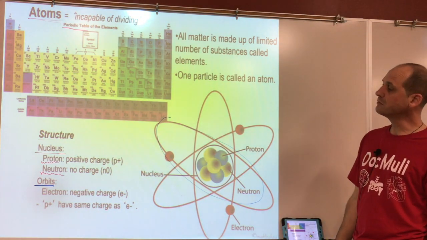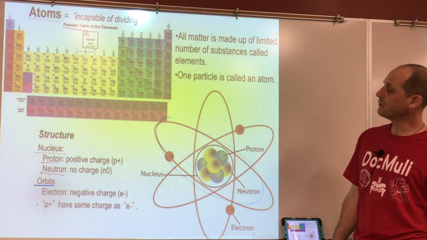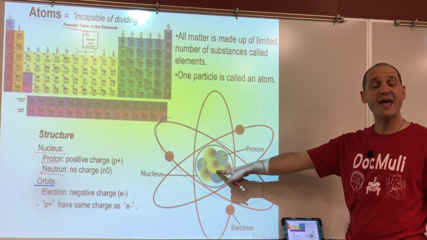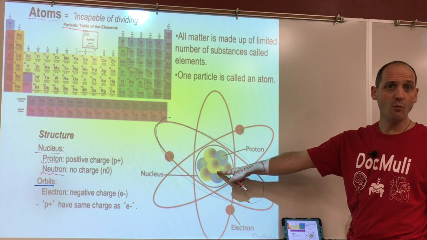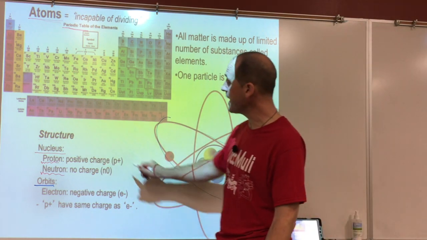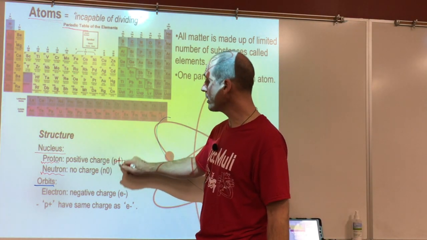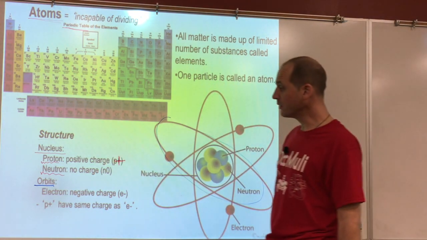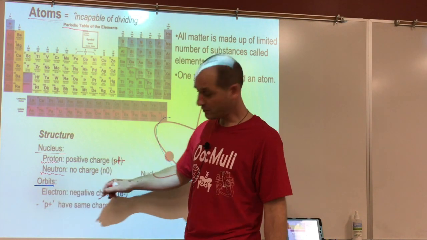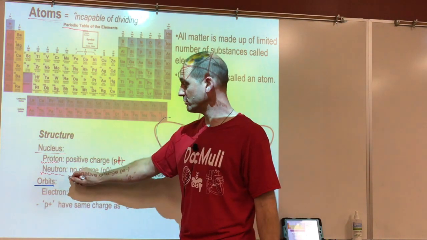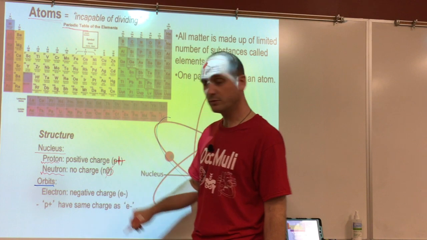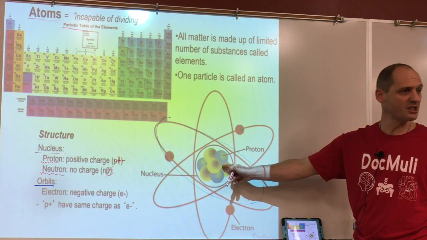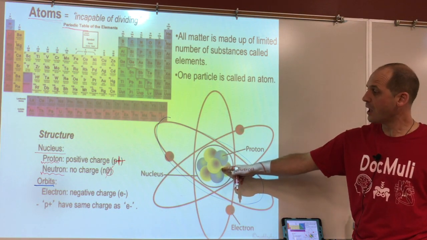The proton and the neutron are the same size, but they have a different charge. One of them has a positive charge, and that's the proton. The proton has a positive charge. And the neutron, look at the name, it's neutral. So it has no charge. But they are both having a little size to it. They're both small little particles.